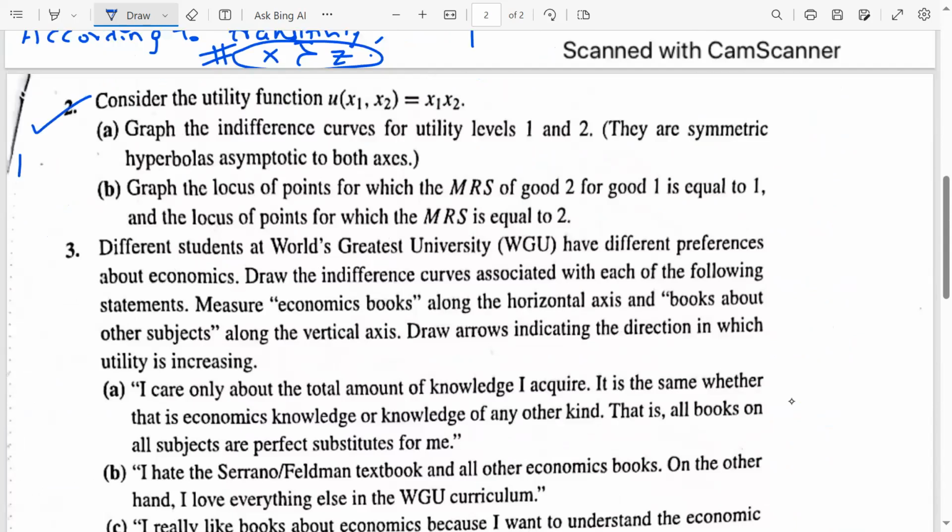In the next lecture, I'm going to start my discussion from problem number 2 from chapter 2 of Serano and Feldman. So I hope all students have enjoyed this practice lecture.